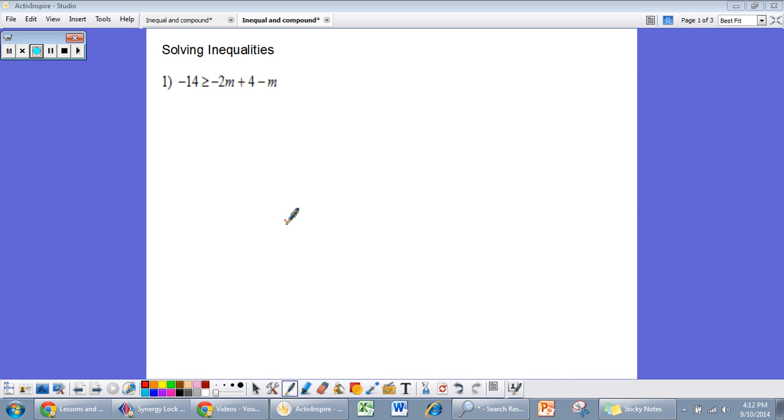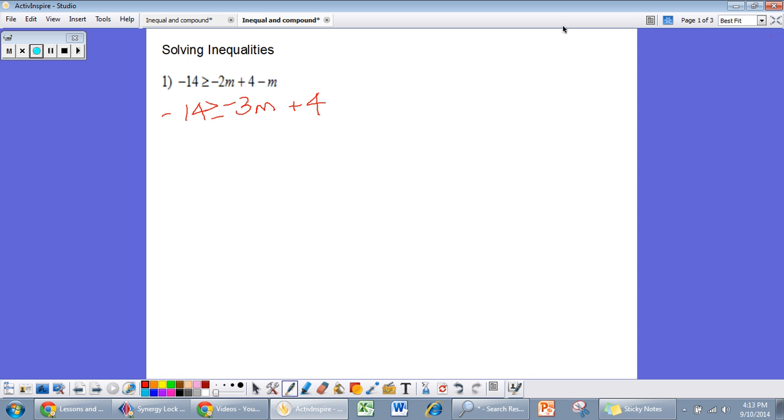Let's take a look at both sides of our equation and see if we can do anything to simplify it. I see on the right-hand side I have a negative 2m and a negative m. That makes a negative 3m. And we just leave the negative 14 as is.